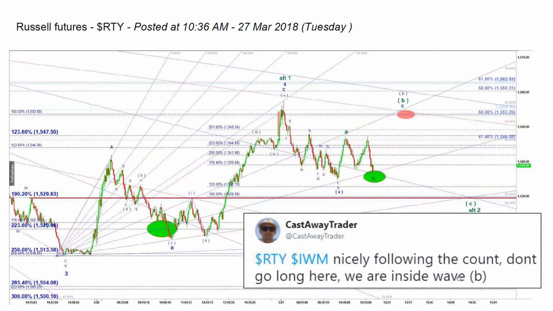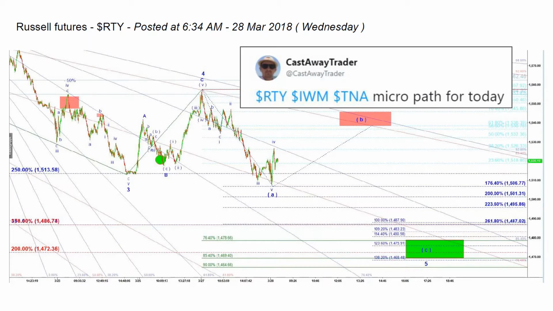That's why I posted don't go long here, we're inside wave B. What I meant is that not only are we inside a corrective wave B, but we're expecting the last move in that wave B. So let's look at the chart I posted the next morning around 9:30 a.m.